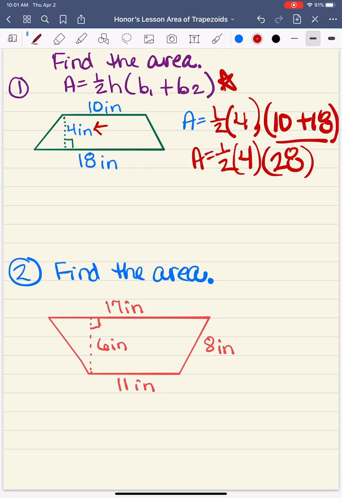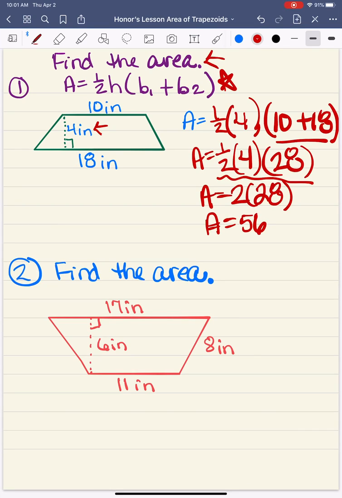So we can multiply this in any order. If you want to do half of 4 is 2, and then 2 times 28 is 56. Anytime we're finding area, remember it's units squared. So in this case, inches squared.